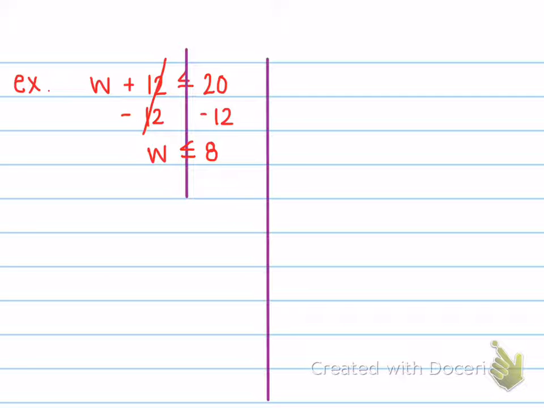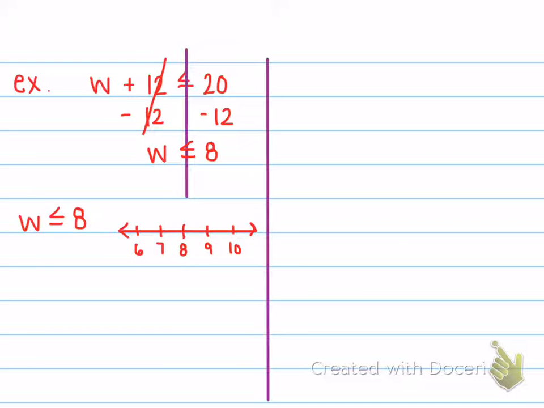I ask, is my variable first? It is. So because of that, I am ready to graph. w is less than or equal to 8. I have my line, the arrows on the ends. I have 8 in the middle. Two bigger numbers ahead, 9 and 10. Two smaller numbers to the left, 7 and 6.